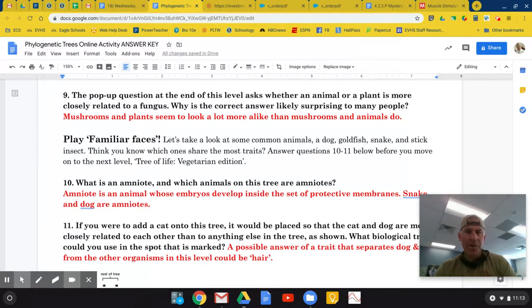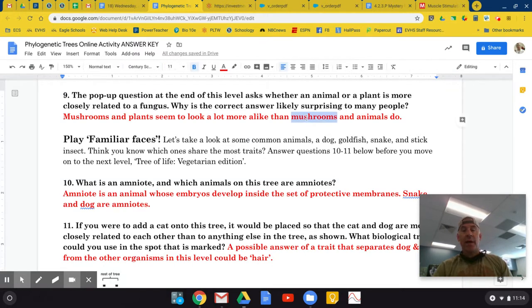The pop-up question at the end of this level asks whether an animal or plant is more closely related to a fungus. Why is the correct answer most likely surprising? Well, most people would think, oh, mushrooms are stuck in the ground. Plants are stuck in the ground, so they should be more related. But actually, when we look at how they derive their energy, plants are able to get their energy from the sun and create their own food. They're photosynthetic autotrophs. That makes them not as closely related as heterotrophs like mushrooms and animals.